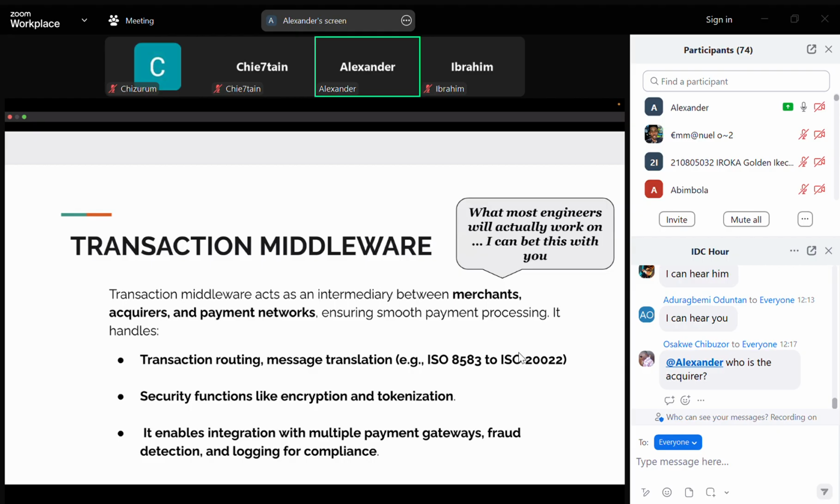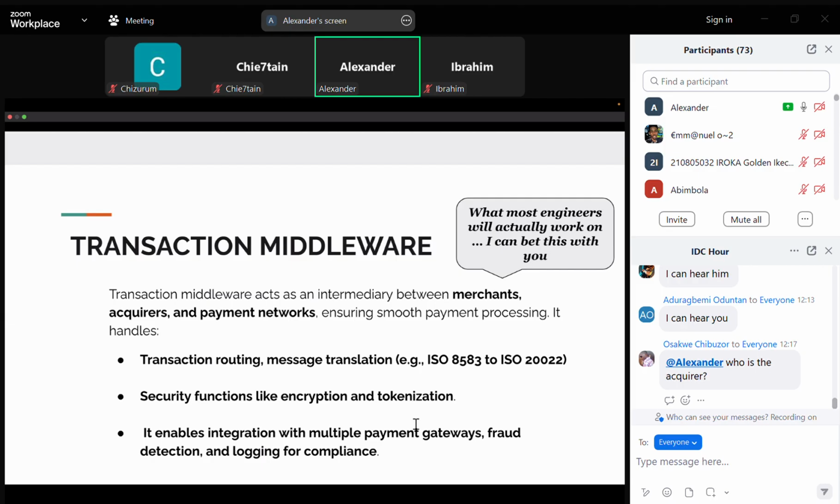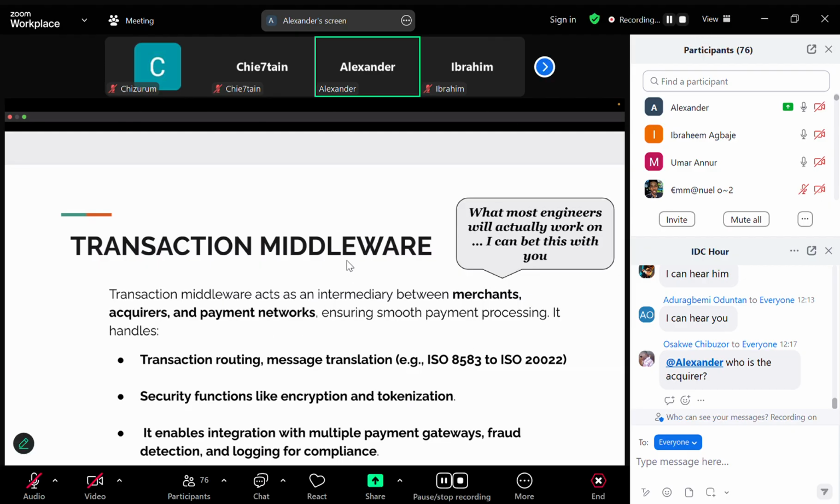Then we talk about transaction middleware, right? Transaction middleware is what most engineers actually work on, because some of these systems like core banking and FEPs have been built, right? So even if you're working on those systems, what you would do is just a few changes and some tweaks in there. And from experience, you practically have to build drivers around these guys, so that you can use those drivers to achieve an aim on those guys, right? But that is what is called middleware that most organizations use, right?